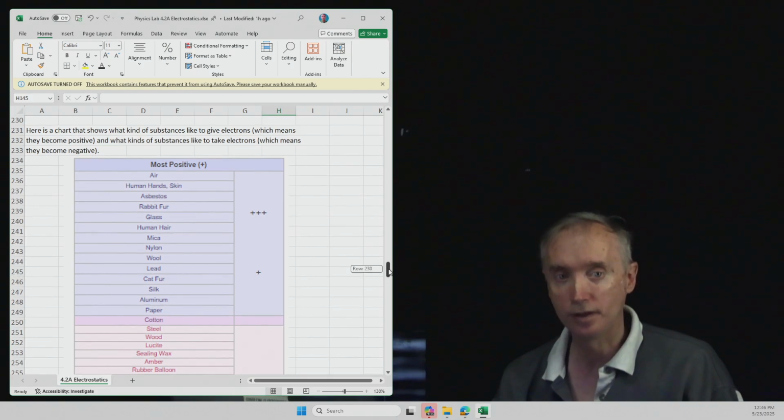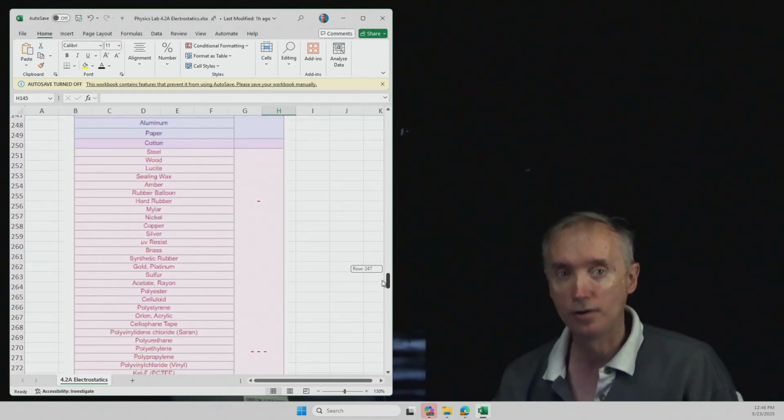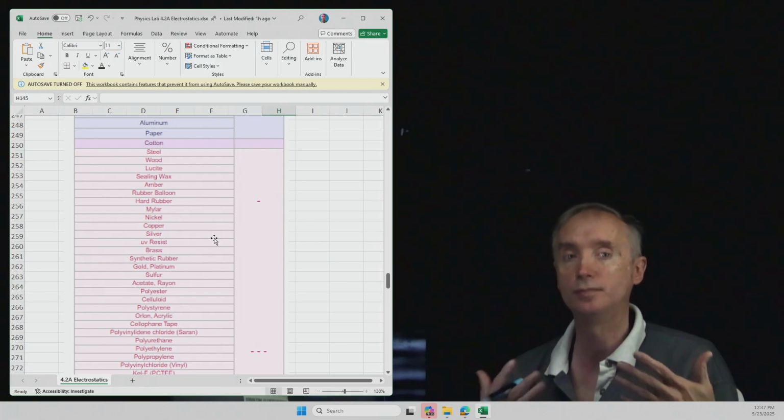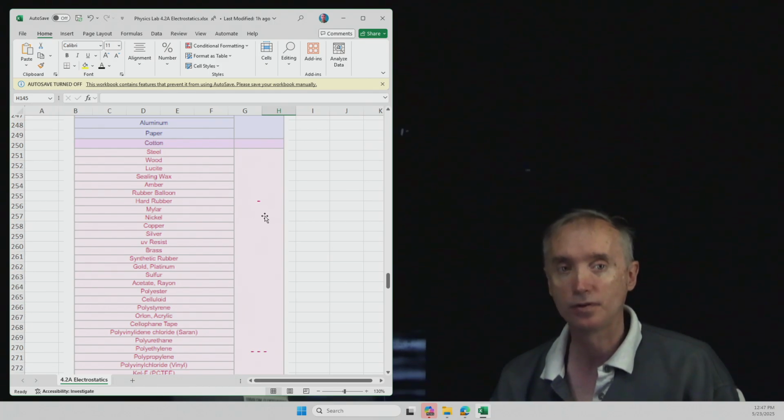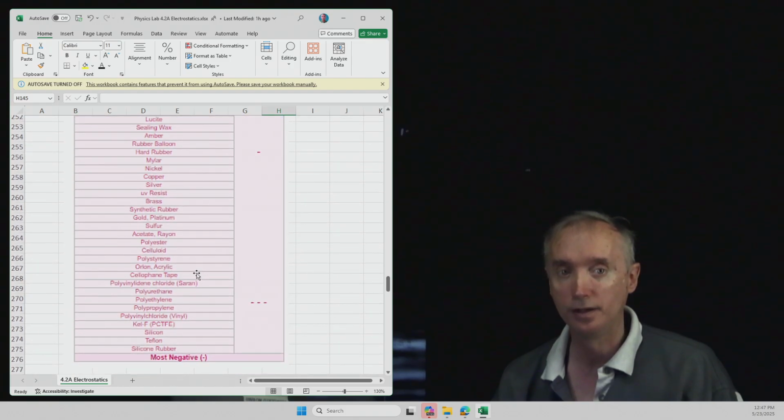Now the ones underneath it though, those are the ones that like to take electrons. And so if they're taking negative electrons, they become negative. And so the ones down here, they don't really like to take electrons that much, but they will. And so you see that they're given a negative, and then the ones down here at the very bottom, they really like to take electrons. So they're negative, negative, negative.